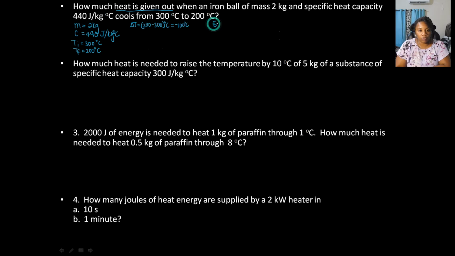And so we have the mass. So Q will be equal to mcΔT. The mass being 2 kilograms, the specific heat capacity being 440 joules per kilogram degree Celsius, and the temperature change being 100 degrees Celsius. Again, we don't put the negative sign because it's understood that heat is being given off. And that gives us a whopping 88,000 joules.